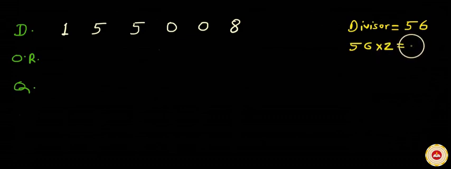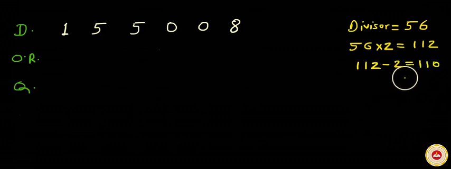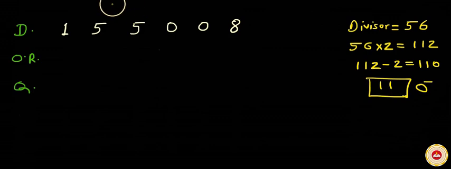So 56 multiplied by 2 is 112, correct? So 112 minus 2 is equal to 110. Now neglect this 0 and write 11. Okay, this is the negative osculator. 11 is the negative osculator. Now let us osculate the given number, the given dividend 1,55,008, by the negative osculator 11.